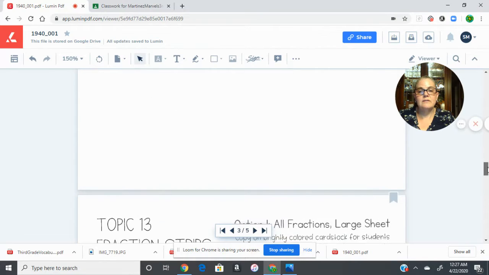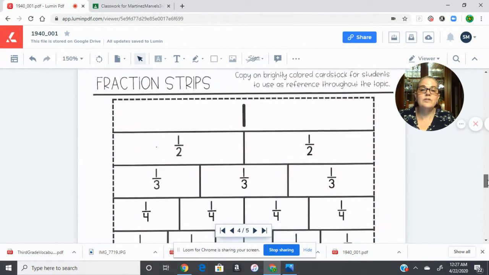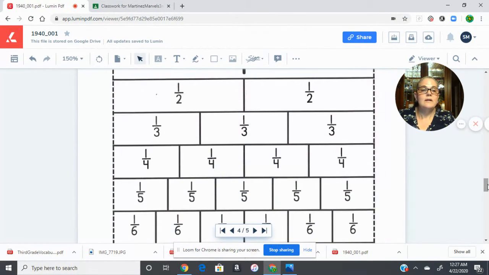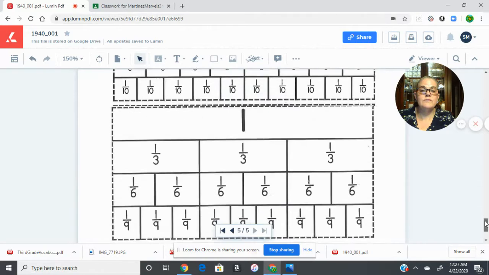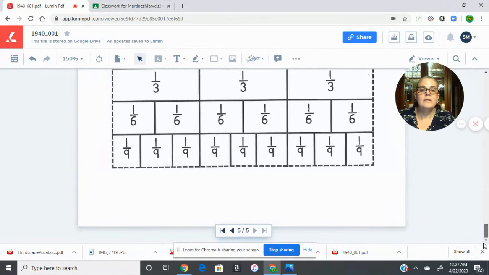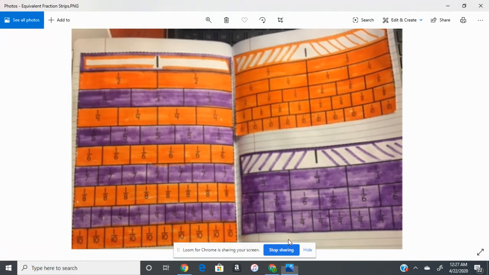All right. So there's your fraction strips. So we'll look at that in just a moment too, when we put that into our Math is Fun interactive notebook. So you'll cut those out. Let me get to that picture really quick. All right, so there's the picture.